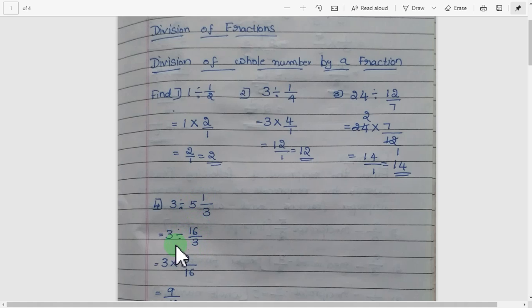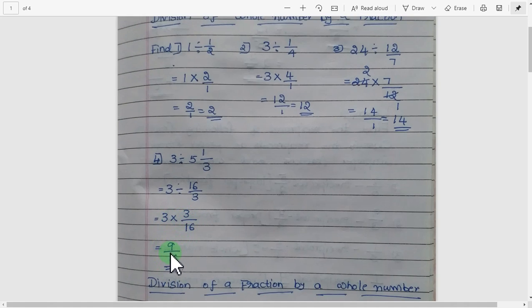Now we are changing division into multiplication. When you change division into multiplication, you have to write the reciprocal, so 3 by 16. Again division is not possible, so multiply numerator into numerator and denominator into denominator. So 9 by 16. Now this is a proper fraction, not an improper fraction. We cannot write this as a mixed fraction. So this is the answer.